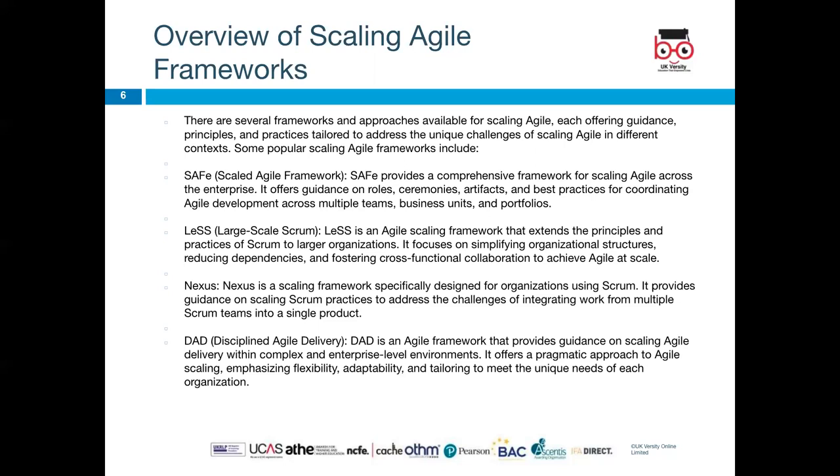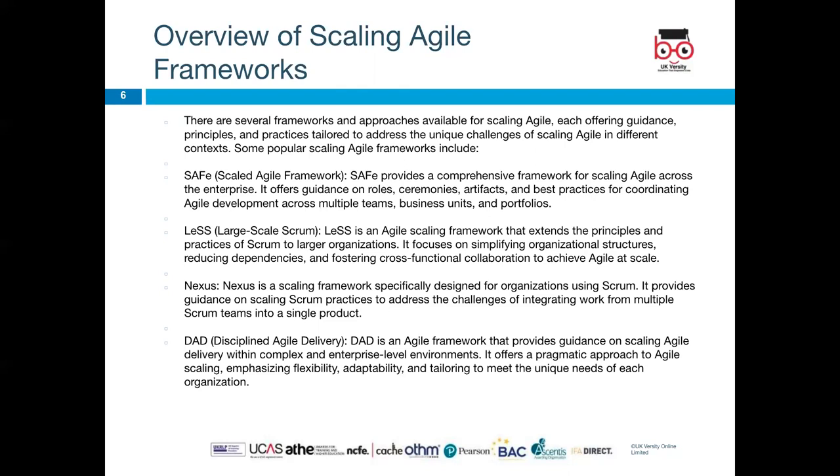Disciplined Agile Delivery. Obviously, this is not in our indicative content, but I just decided to include it so that we have more understanding and more knowledge of scaling agile frameworks. So what is SAFe? This provides a comprehensive framework for scaling agile across the enterprise. It offers guidance on roles, ceremonies, artifacts, and best practices for coordinating agile development across multiple teams, business units, and portfolios. What about LeSS?